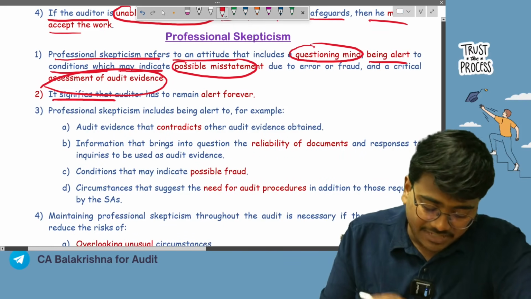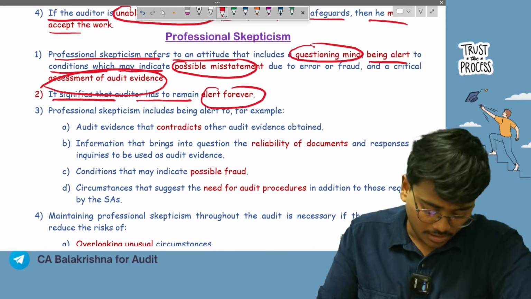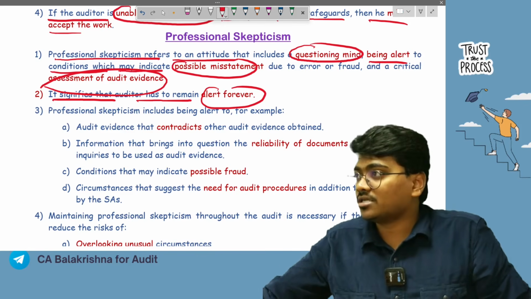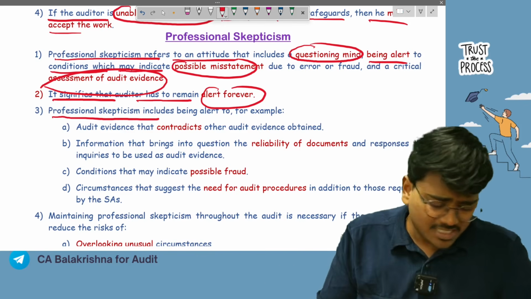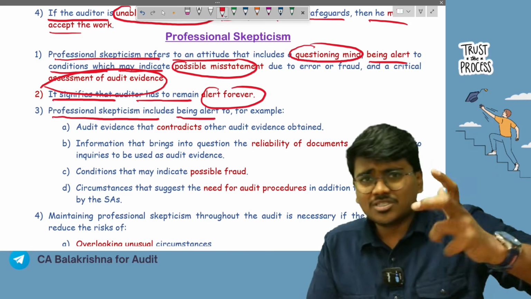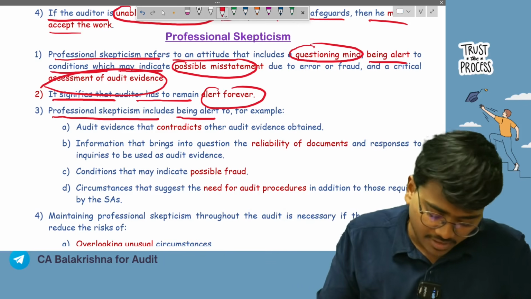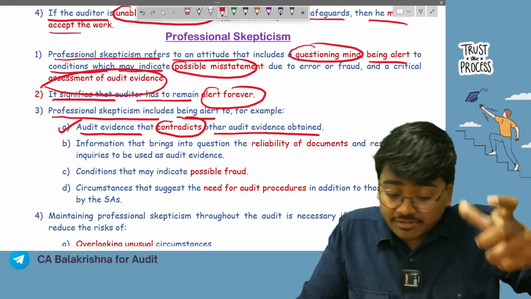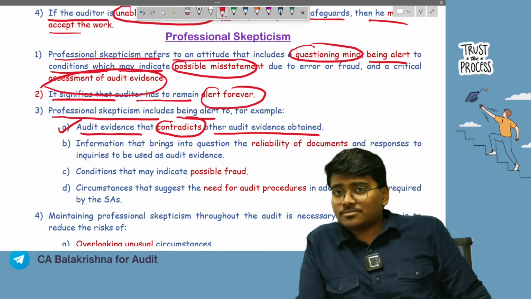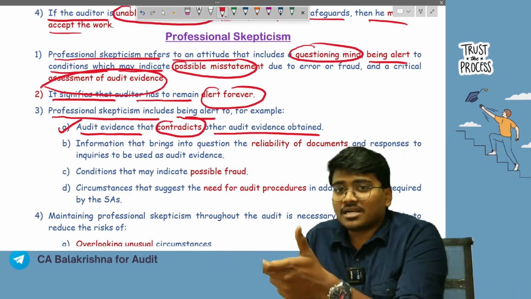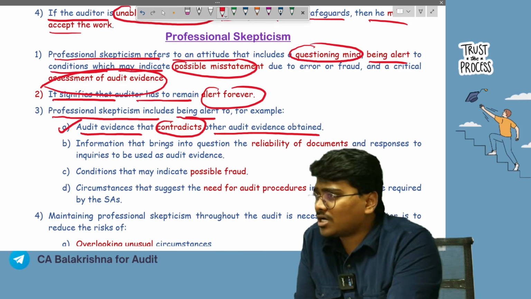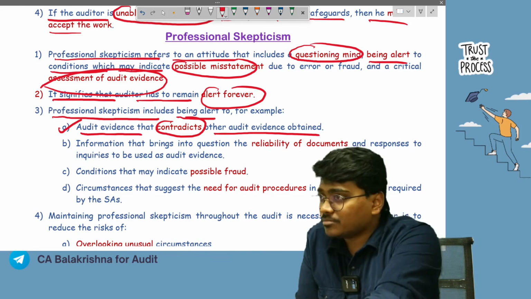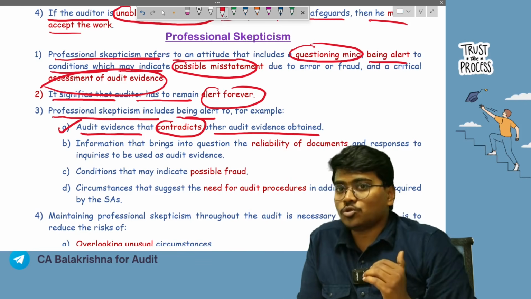Now, it signifies that the auditor has to remain alert forever. Okay, from the starting of the audit till the end of the audit, he should be alert. Professional skepticism includes being alert to certain situations. Examples they have given. Let us see. Audit evidence that contradicts other audit evidence obtained. See, in case of audit, for verifying a particular transaction or particular item, it is not that you have to obtain only one audit evidence.